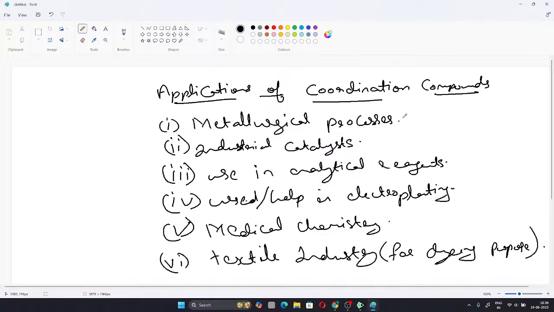The first use, metallurgical processes; act as industrial catalysts; used as analytical reagents; help in electroplating, help in medical chemistry, help in textile industry. These are the uses mentioned in NCERT.